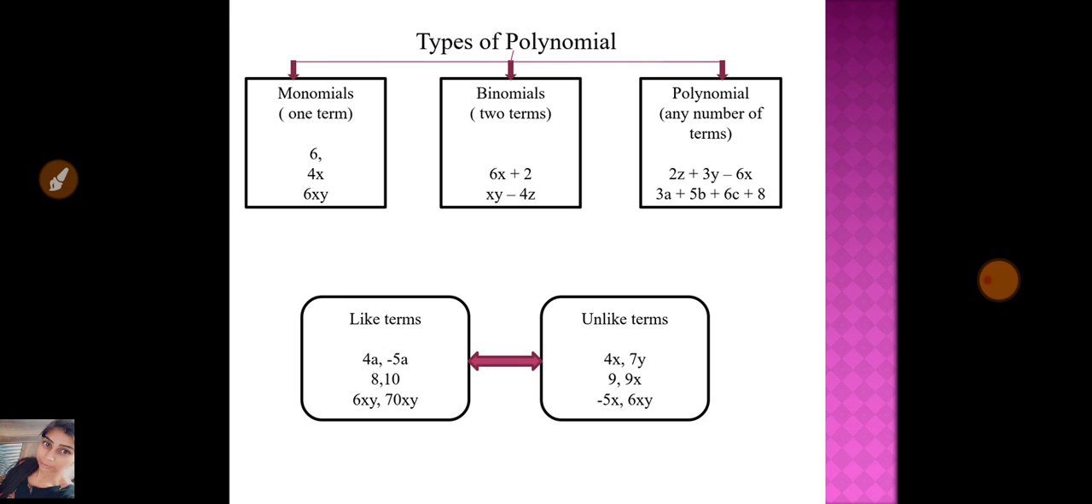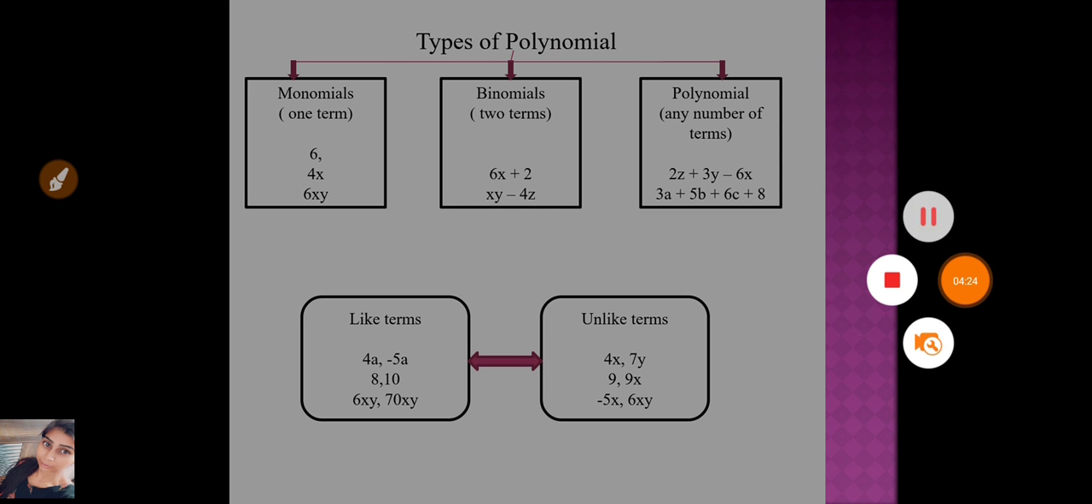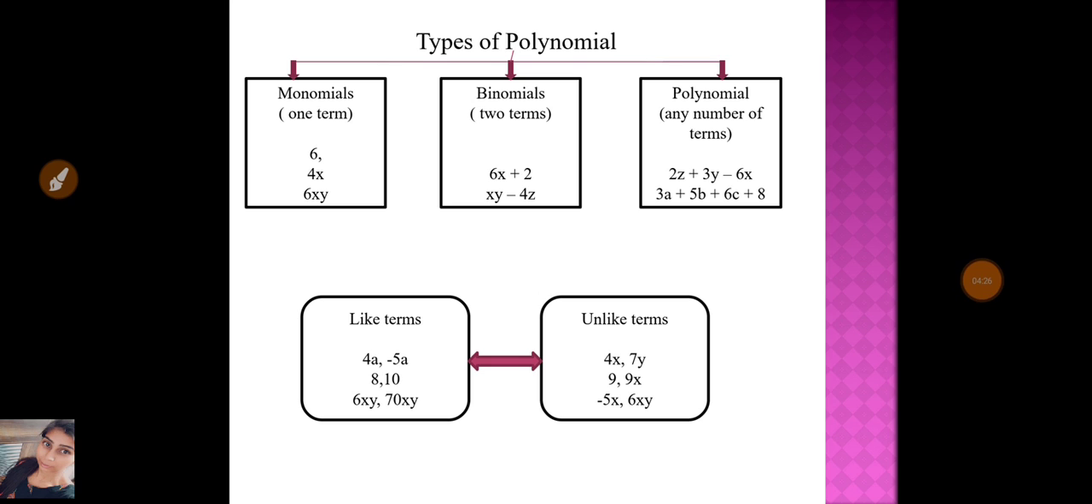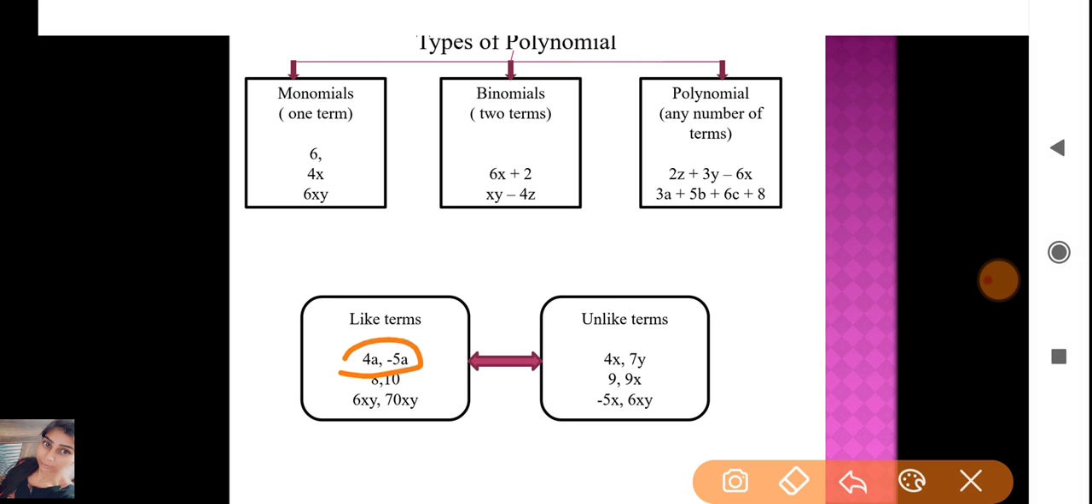Our next topic is like terms and unlike terms. Basically these are the types of terms only. Like terms mean the same variable with the same power, but unlike terms mean different variables or sometimes the same variables with different powers. As you can see, the example of like terms is 4a minus 5a. The variables are the same here also, xy, the variables are the same here, 8 and 10. These are the two constants. Now in unlike terms you have 4x, 7y.